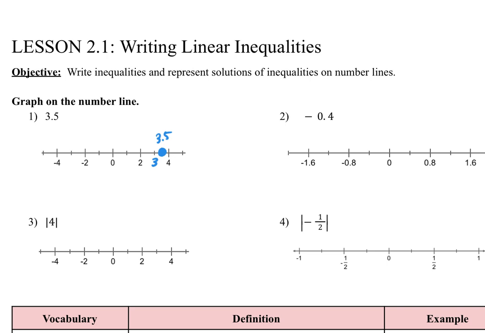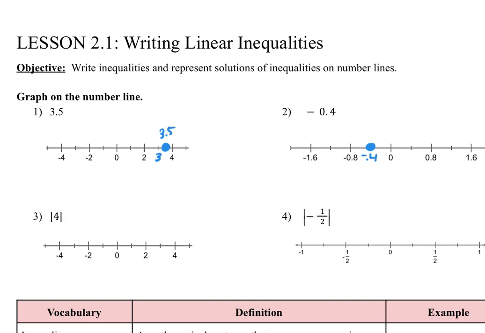Number 2, negative 0.4. So I would have to go left or right of 0. Left, good. Okay, well, what is this first tick mark then? If the second one is negative 0.8, yeah, negative 0.4, right? That's what we need to graph. Put a closed circle, a dot on it, okay?